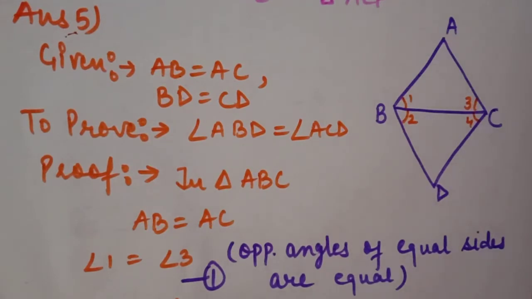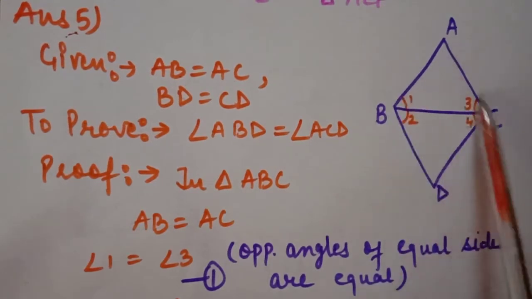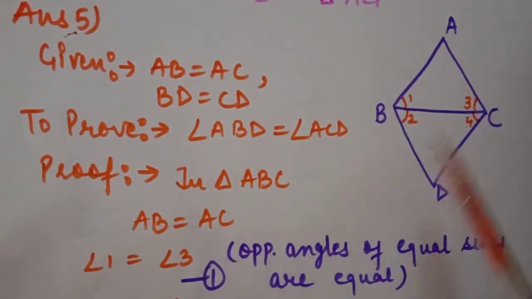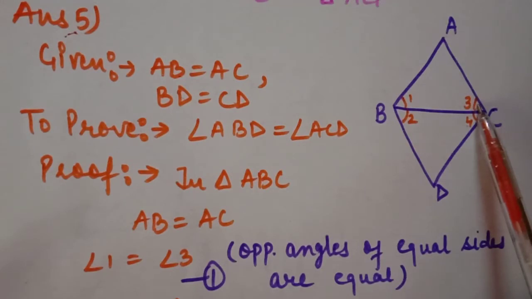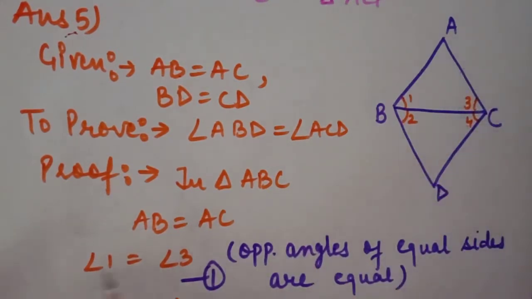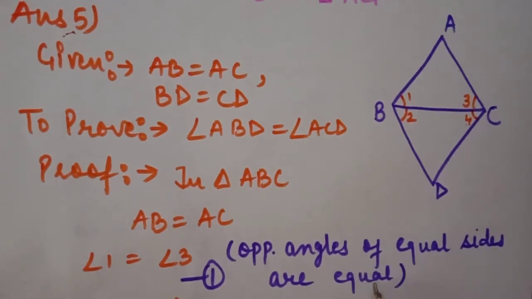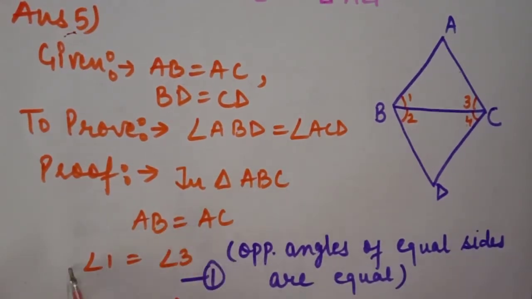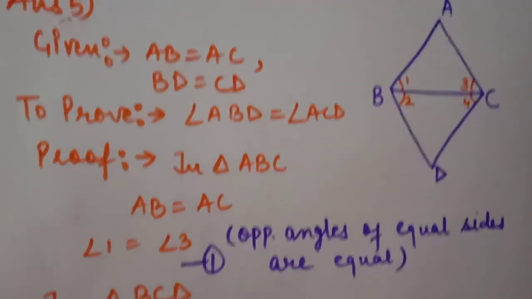So students, because they are two different triangles, we will mark them as angle 1, angle 2, angle 3 and angle 4. In triangle ABC, angle 1 and angle 3 are equal to each other. Why? Because AB is equal to AC and they both are opposite to them. Angles opposite to equal sides are equal. It is our theorem. So if sides are equal, then their angles opposite to each other are also equal. This is our equation number 1.